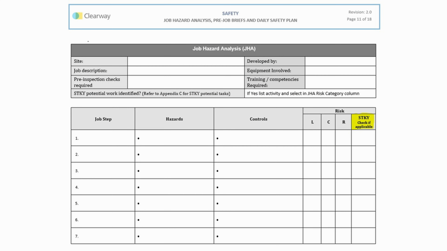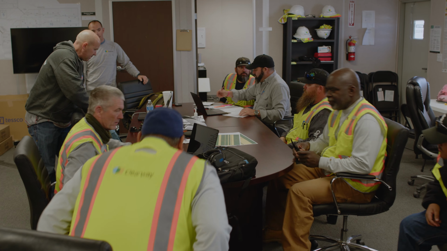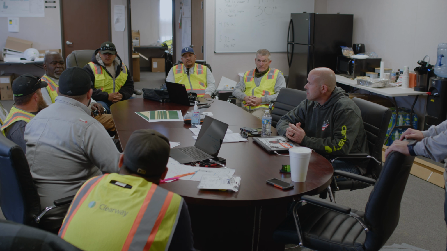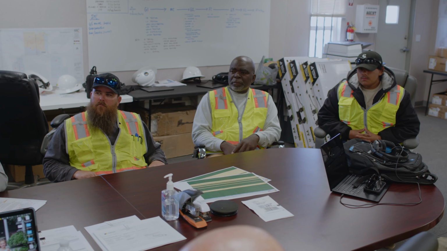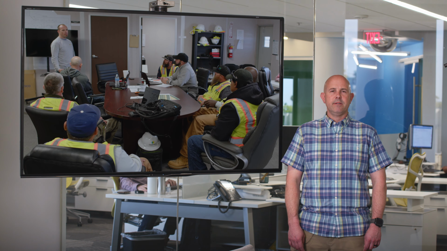Controls are identified for each critical task through the job hazard analysis process. Controls should be selected so as to reduce risk to as low as reasonably possible. Prior to starting work, a pre-job briefing is conducted where work scope is communicated, hazards and controls are identified and discussed, required work procedures and PPE are identified, and the work team ensures mutual understanding of the job and that all questions and concerns have been answered.